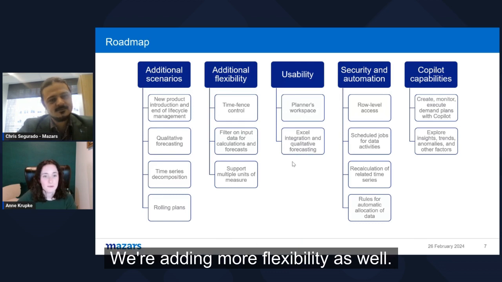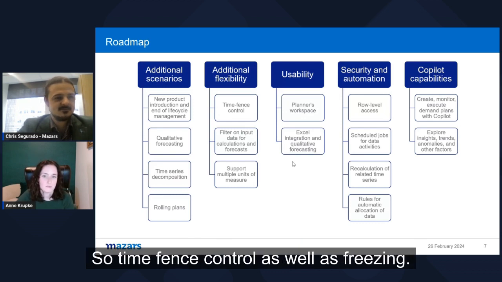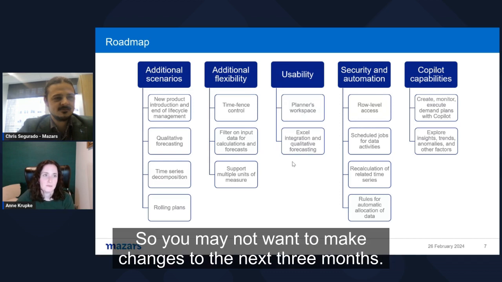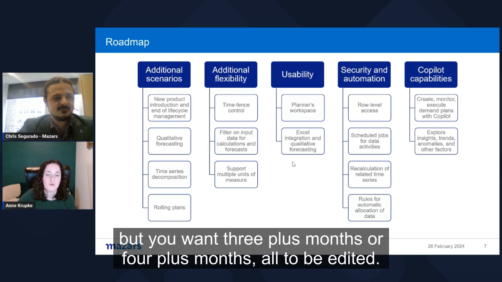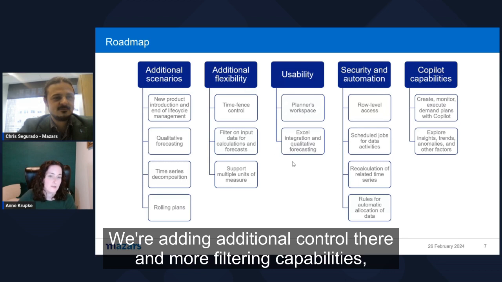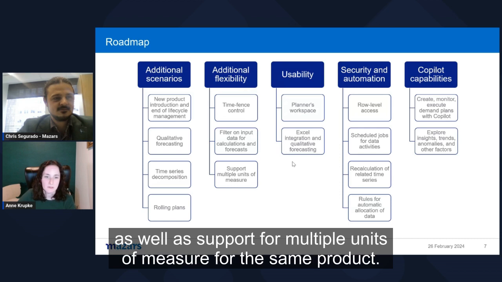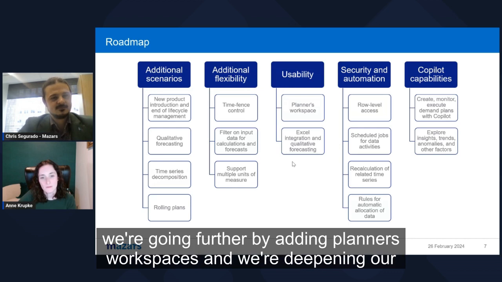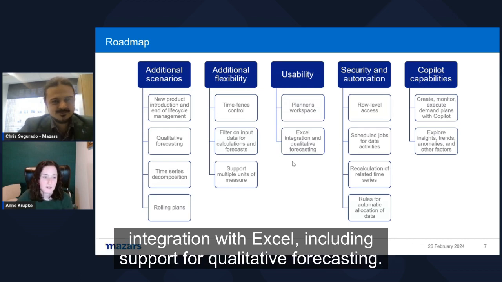We're adding more flexibility as well, so time fence control as well as freezing. So you may not want to make changes to the next 3 months next time you run the demand plan, but you want 3+ months or 4+ months all to be edited. We're adding additional control there and more filtering capabilities, as well as support for multiple units of measure for the same product. In terms of usability, we're going further by adding planners workspaces, and we're deepening our integration with Excel, including support for qualitative forecasting.